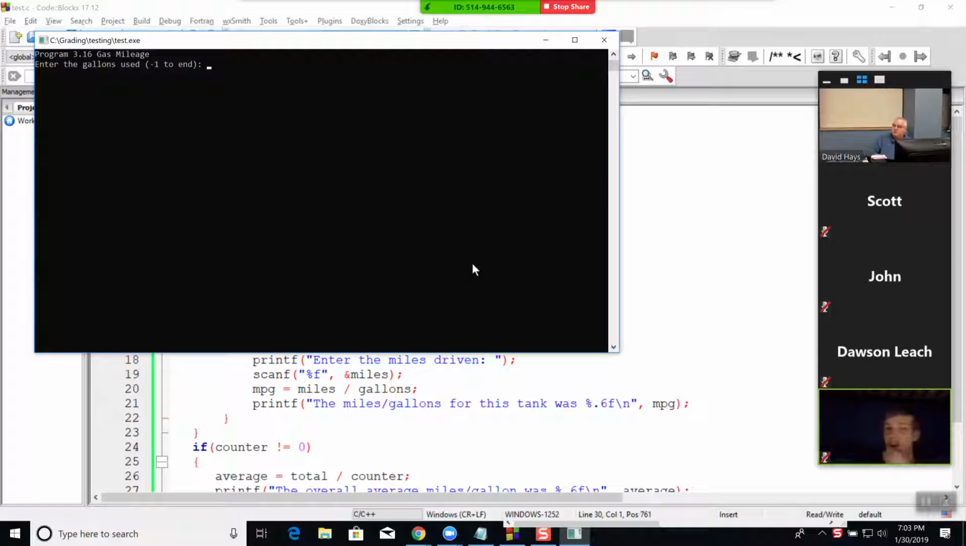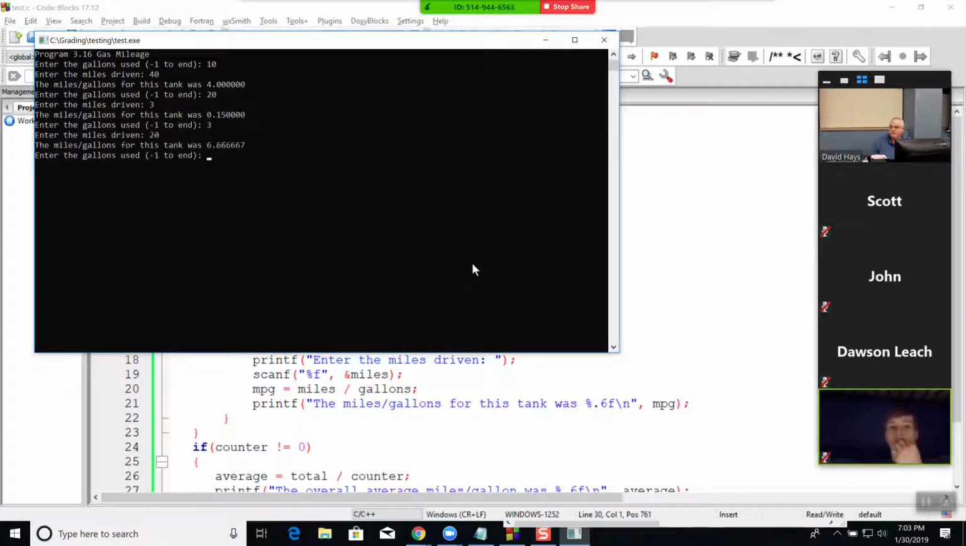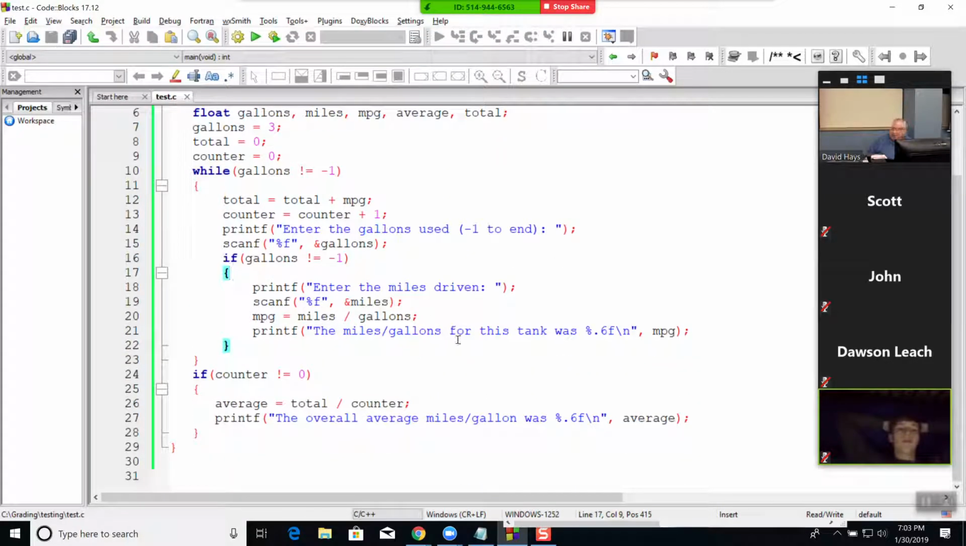Gallons used, miles per gallon. So miles, okay, so 10 gallons, then 40. Okay, that's right. 20 and 3 miles. I don't know if that's right or not. 3 and 20. -1. Oh, the overall maybe is what the question was about. Should have brought in the question too. Let me check the overall average. Okay, so we got a total. That's presumably our total miles.